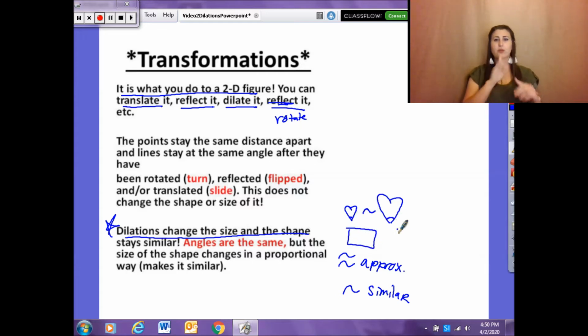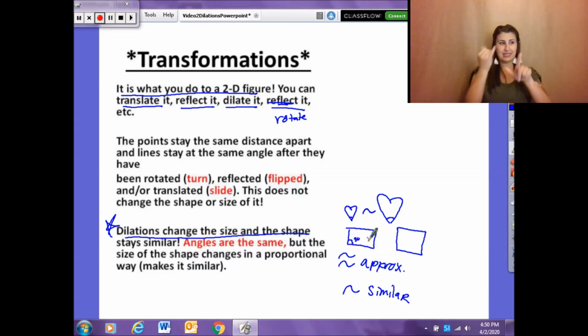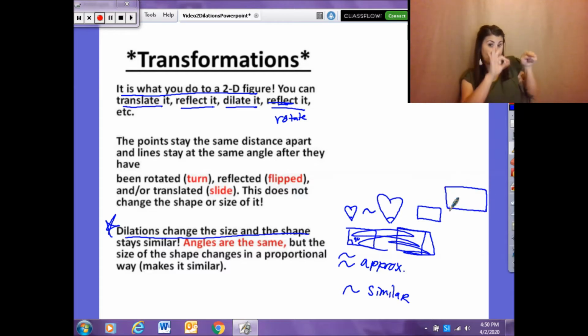And we usually see it when we're actually dealing with polygons. If I have this rectangle and then I make it a little bigger, if this is 90 degrees, this one should also be 90 degrees no matter what. So the angles stay exactly the same. Alright, next slide.